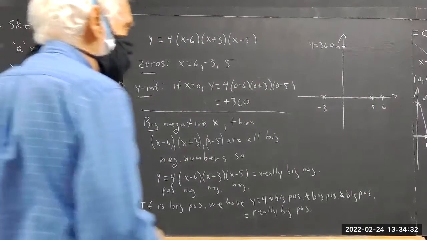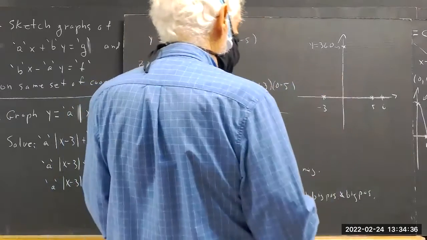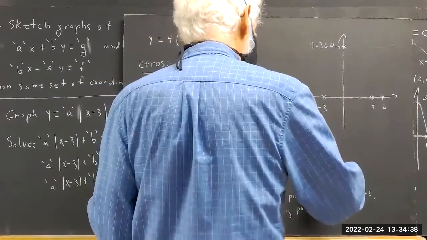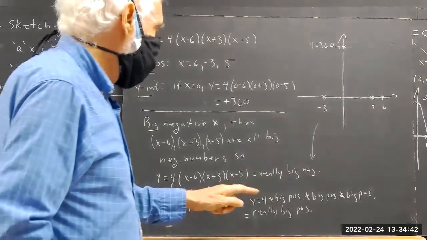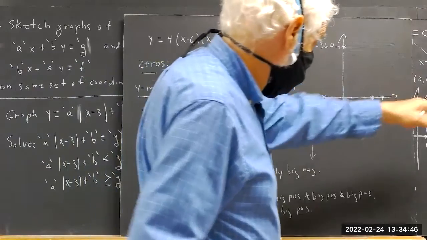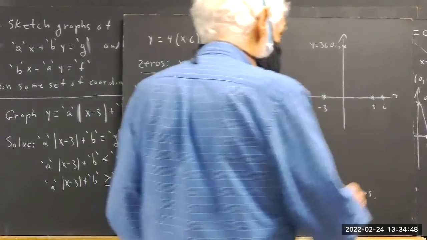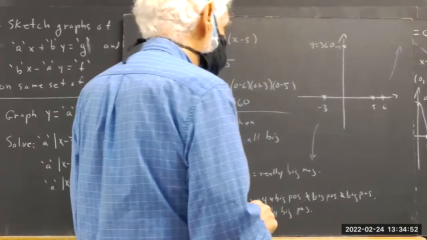A big negative gives us a huge negative. And that means that the graph, after we get through here, moving to the left, is going to rapidly decrease. If x is a big positive number, it means we're over here and we get a really big positive number. So it's going to go up really rapidly.